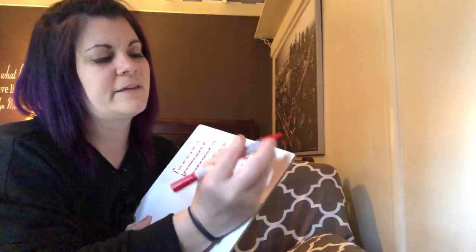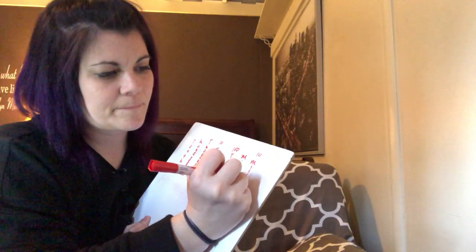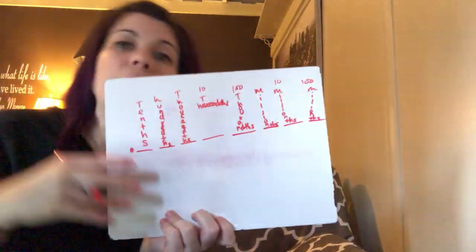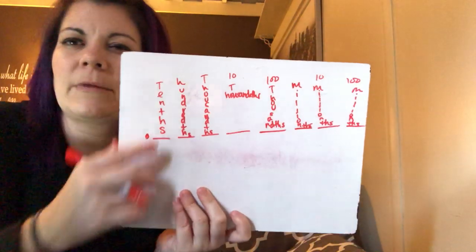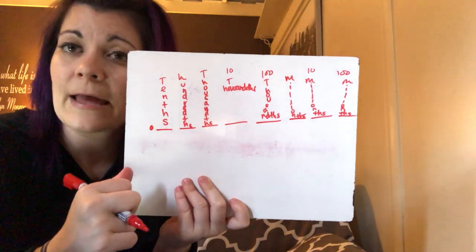And everything again ends in THS. Then the 10 millionths, and then the 100 millionths. Then after that, you would have the billionths place, and the 10 billionths and the 100 billionths. So it's the same. You have just the THS afterwards.